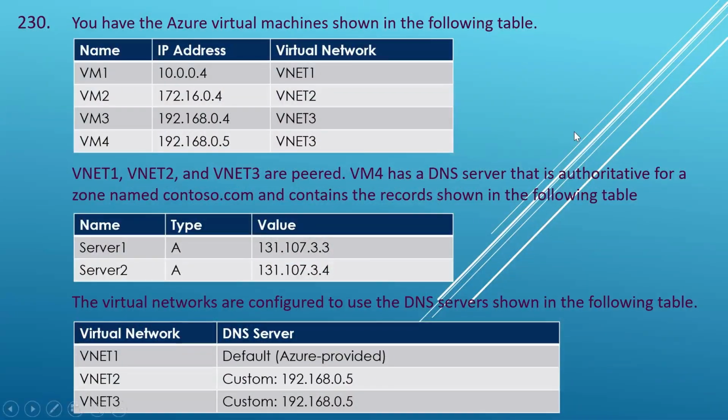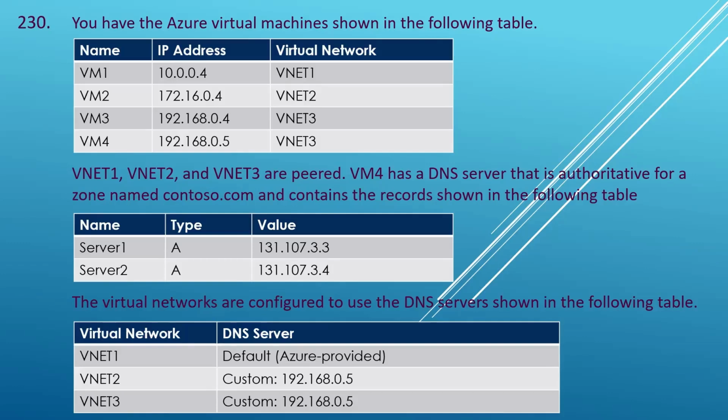Question number 230 of the series. You have the Azure virtual machines shown in the following table. You have 4 virtual machines with the name of VM1, VM2, VM3, VM4. VM1 is connected to virtual network VNet1, VM2 is connected to virtual network VNet2, and VM3 and VM4 are connected to virtual network VNet3. Their IP addresses are also on your screen. VNet1, VNet2, and VNet3 are paired. VM4 has a DNS server that is authoritative for a zone named contoso.com and contains the records shown in the following table. You have 2 records with the name of server 1 and server 2.